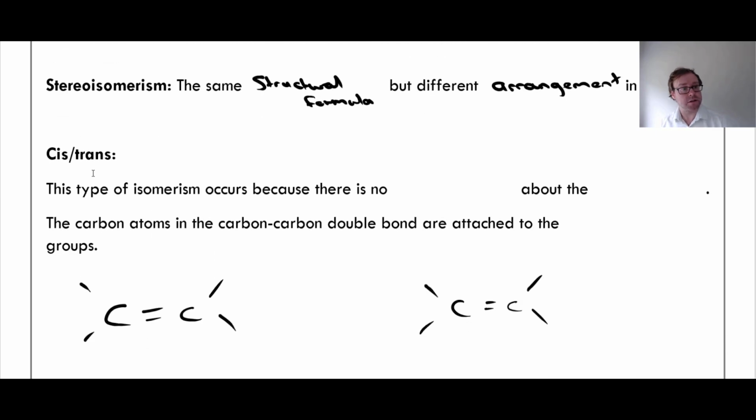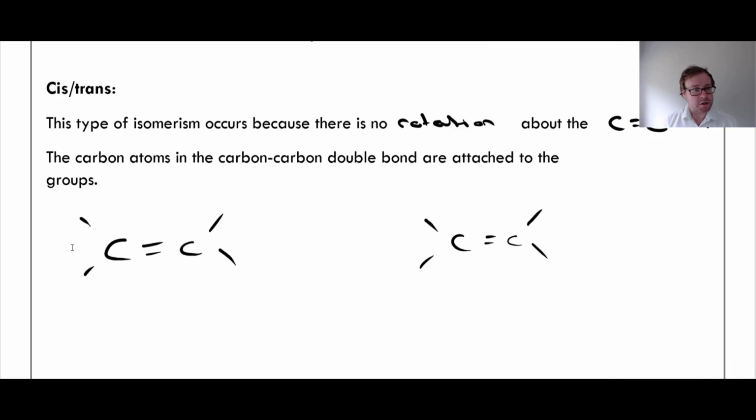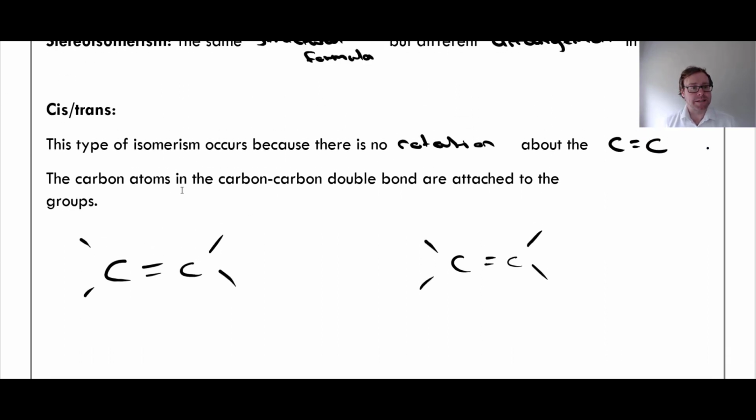So cis-trans. This type of isomerism occurs because there is no rotation about the C double bond C. So what I mean is, if this is my C double bond C, I can't turn it. It doesn't turn, so it has to stay fixed like this. You can move them up and down and back and front, but they don't turn. So the carbon atoms in the carbon-carbon double bond are attached to different groups.